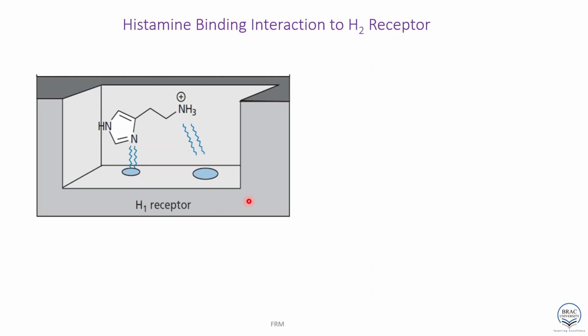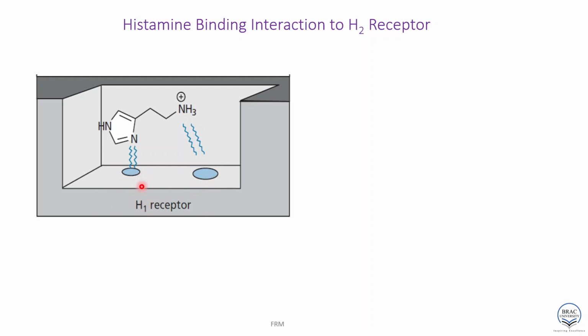But first, what is the difference between the H1 and H2 receptor? The differences in interaction mainly determine the differences in the molecule that we need to develop for the H2 or H1 receptor. This is the pocket of the receptor, and there are different domains, like binding regions. This whole region is the receptor region, and this is one domain, and this is one domain.